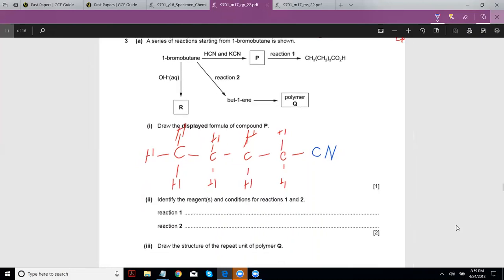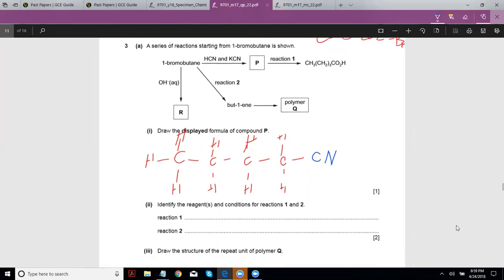Identify the reagents and conditions. Sorry, yeah. In this case, if we're making the displayed formula, do we have to show the CN triple bond? Yes. I forgot. Good catch. Yeah. Do show all bonds. Show all bonds. इधर mark कर देता मेरा. Identify the reagents and conditions for reaction 1 and reaction 2.